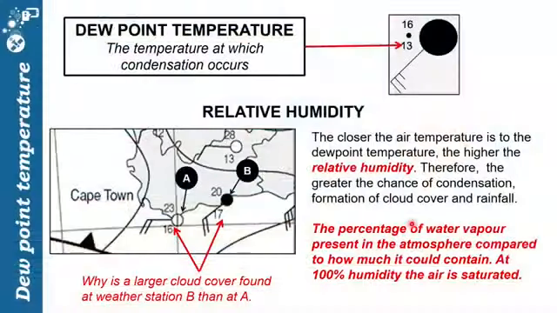So let's go back to our slide quickly, and let's look at the definition again. Relative humidity, the percentage of water vapor present in the atmosphere compared to how much it could contain. So if that block in my little drawing contained 10 grams and it could contain 10 grams, then it would be 100%, because it contains 10 of the 10 that it could contain. So here's a question.